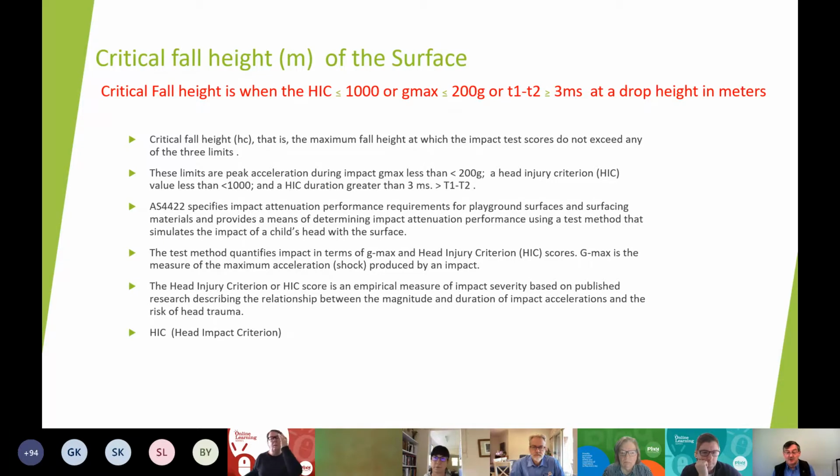Some sports specify the critical fault height in metres. For instance, World Rugby, they say we need a critical fault height of 1.3 metres using the HIC requirement of 1,000.